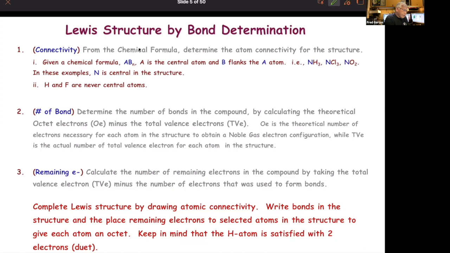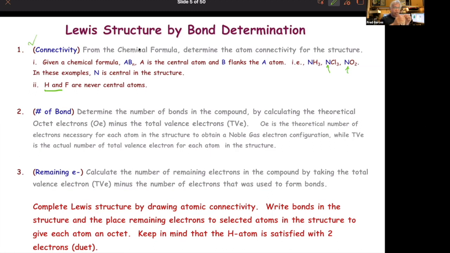Okay, so you need to know the connectivity. That's how the atoms are arranged in space and which atoms are going to be connected to what atoms. You don't usually have the experience to know the connectivity for complicated chemicals. For simple chemicals, the connectivity is pretty straightforward. The first element in the formula is generally the central atom, except when that first element is hydrogen or fluorine, because hydrogen and fluorine can only form one bond. It can't have two, so it can never be central.